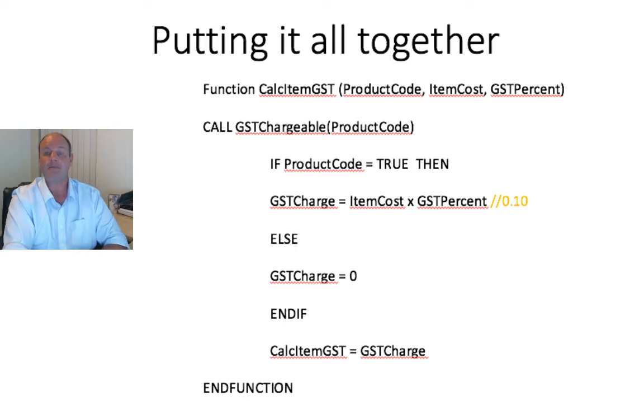The last line before the end, the function says that whatever the GST charge it is going to be the calc item answer, which is sent back to the main module.